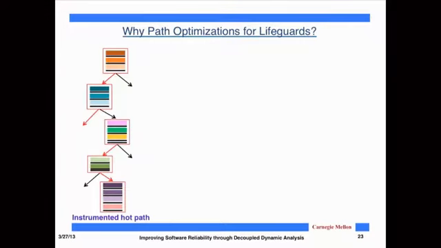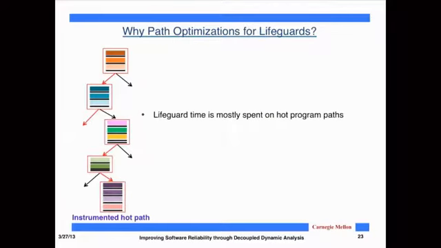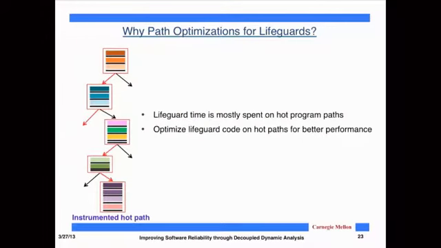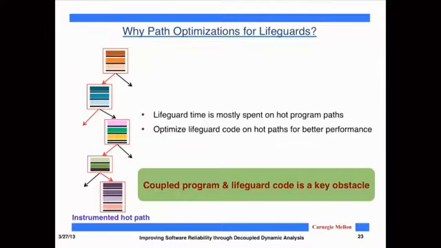If we consider one such hot path that's been instrumented, we can conclude a number of things. One is that the Lifeguard code actually spends most of its time analyzing the hot paths. So the overhead of the Lifeguard itself mostly comes from the hot paths. It also means that if we could somehow optimize how the Lifeguard analyzes these hot paths, which run frequently, then we could improve performance overall. But the challenge to doing this with instrumentation is that it requires you to analyze across 2 different kinds of code, right?